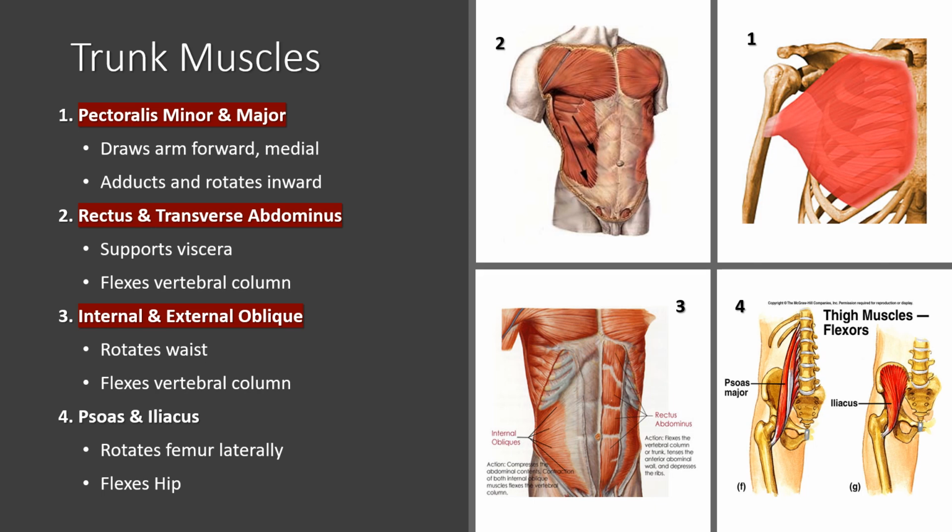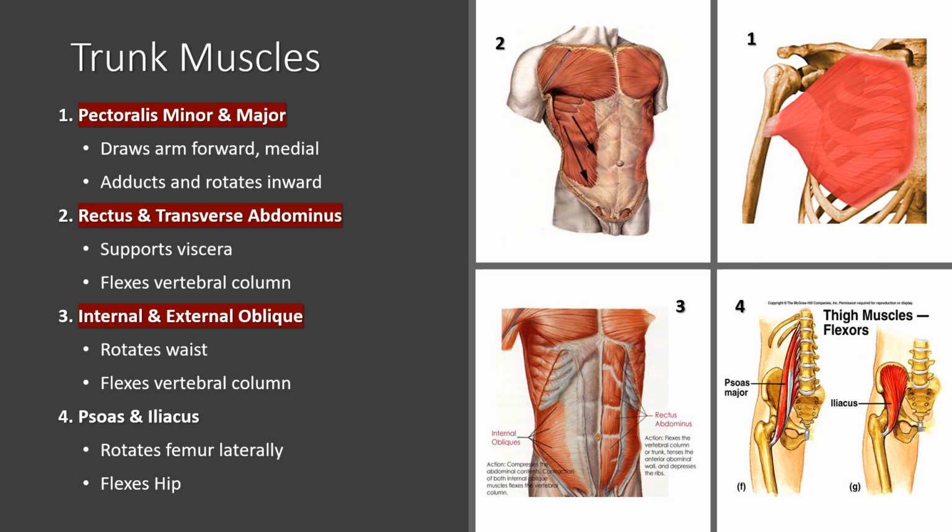The pecs are just above the breasts, and the pectoralis minor and major are there to draw the arm forward, medially rotate the arm, adduct the arm, and rotate inwards. So it's all the same movement. If you bring your arms out to the side, flex your elbows facing the ceiling, and then bring your elbows inwards, that is drawing them forward, adducting, inwards, and medial rotation. And if you go to the gym, that's your pec deck exercise.